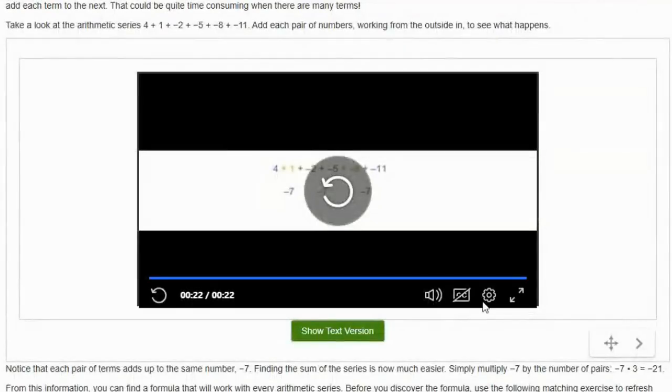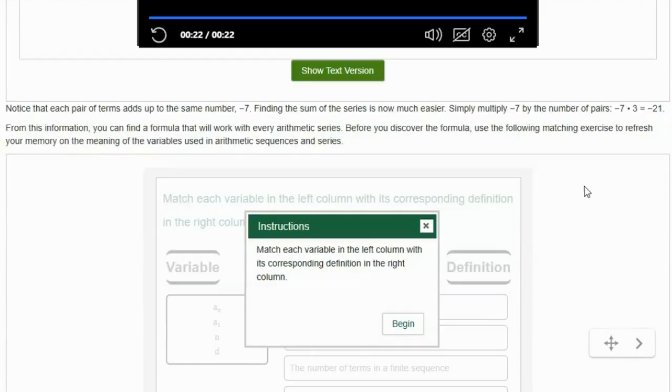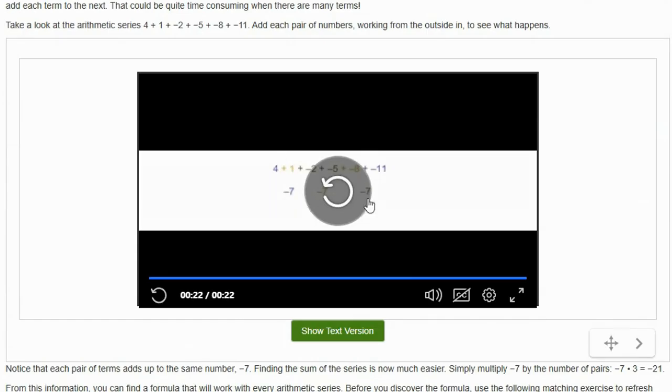So it's pairing them up, and you notice that every time it does that, it ends up with the same number. 4 plus negative 11 is negative 7. 1 plus negative 8, negative 7. Negative 2 plus negative 5, negative 7. That gives us a great idea on how to come up with totals. So on this, instead of adding those together, it's really just negative 7 times 3.